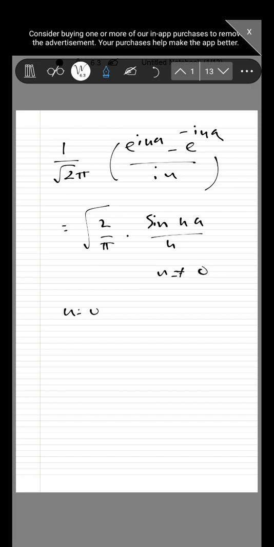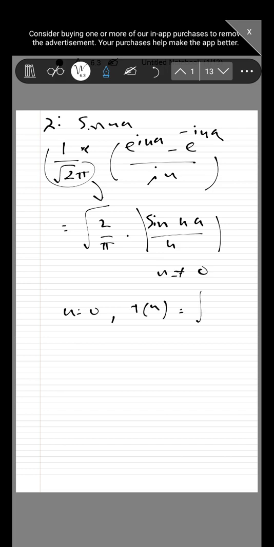So for u is equal to 0, this is actually equal to 2i sine ua. So i cancels out, and from 2 multiplied here, 1 by root 2 pi will be root 2 by pi, and this is how we get it. So for u is equal to 0, T(u) is equal to root 2 by pi into a, if u is equal to 0.